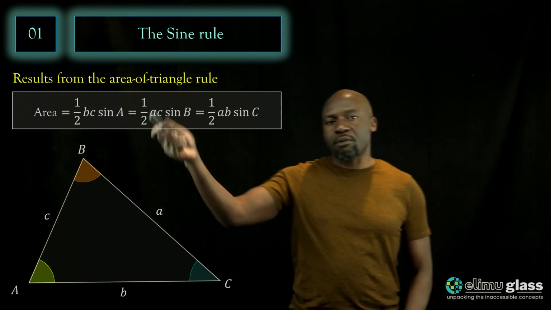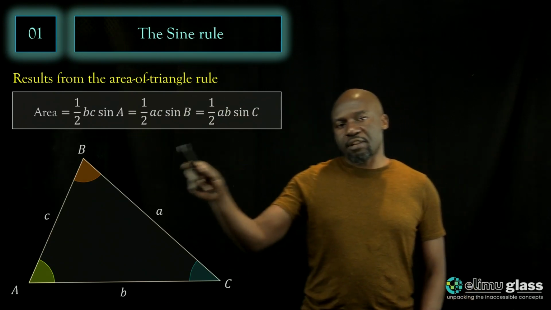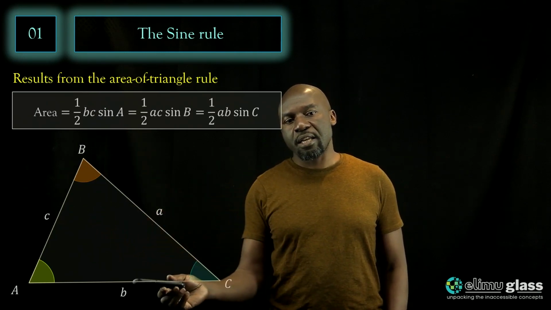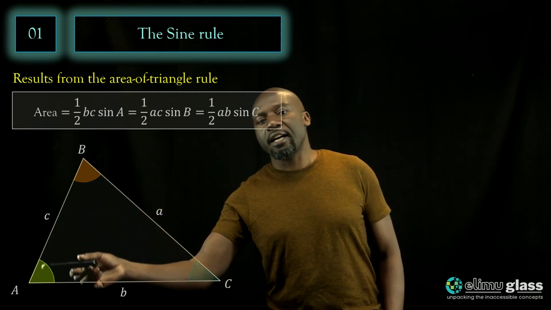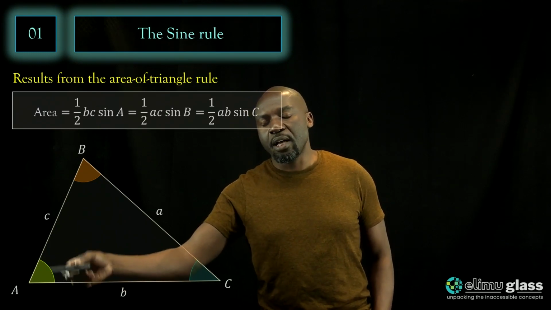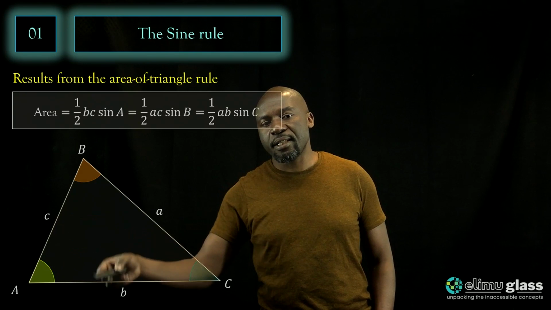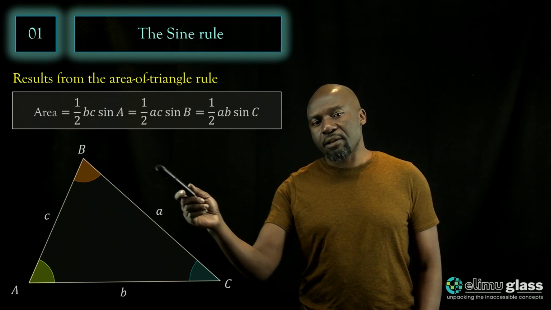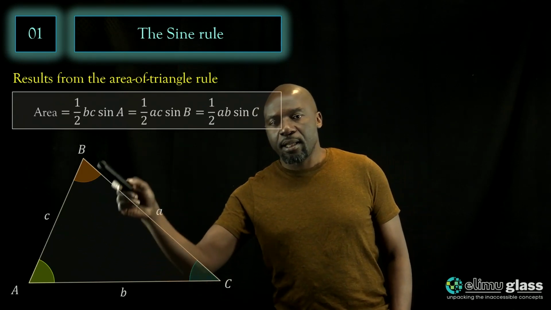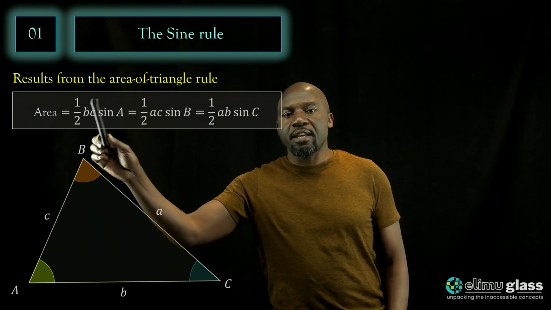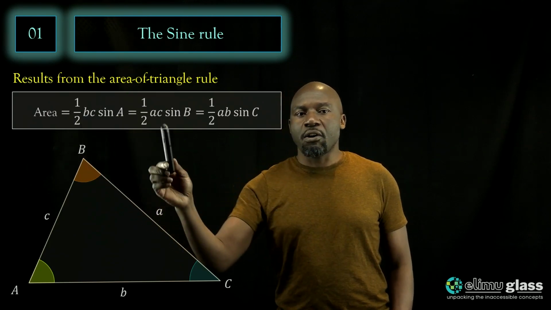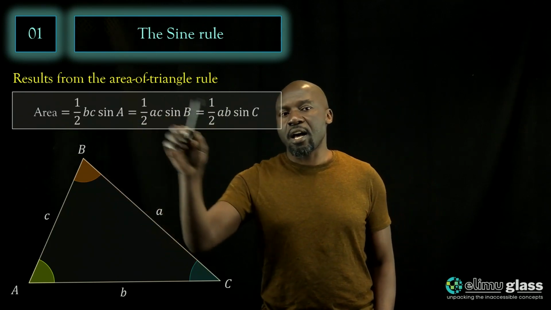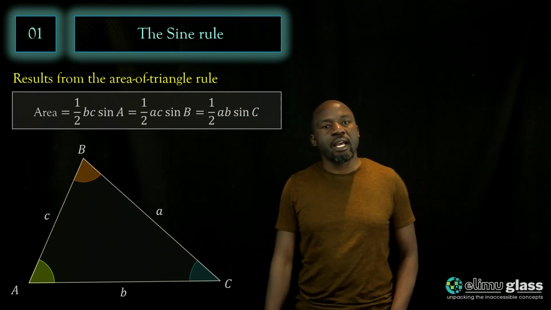Now, we found from the area of triangle rule that given a triangle such as this, we can find the area by saying a half b times c sine of A, because that becomes the included angle for b and c. The included angle for a and b is C. The included angle for a and c is angle B there. So therefore we can find the area using a half bc sine A, or a half ac sine B, or a half ab sine C. So these are the results we found for determining the area of a triangle.